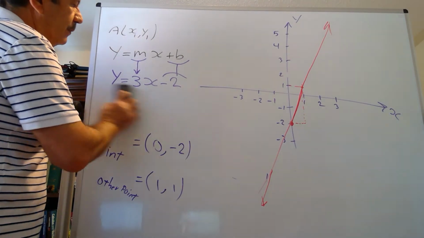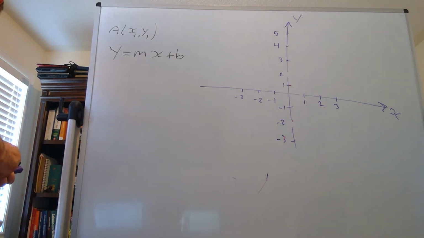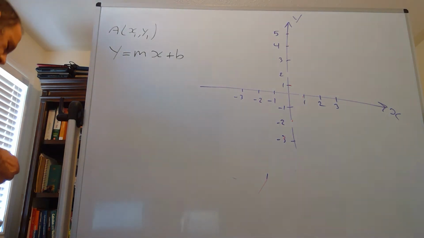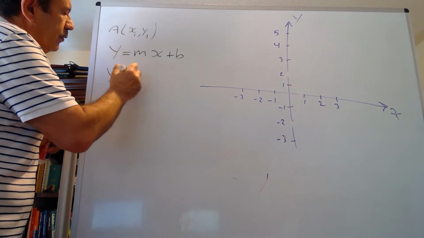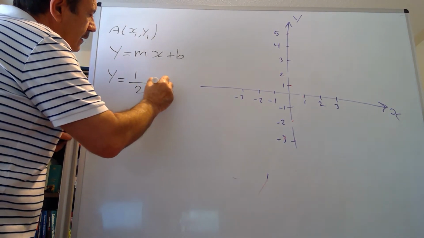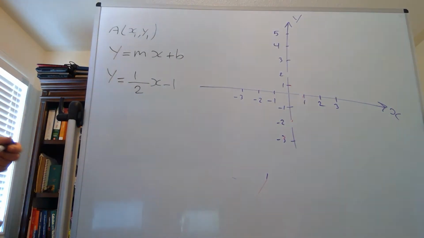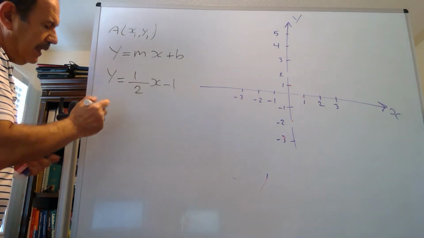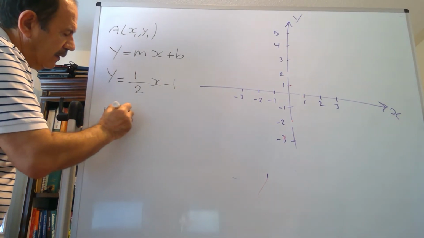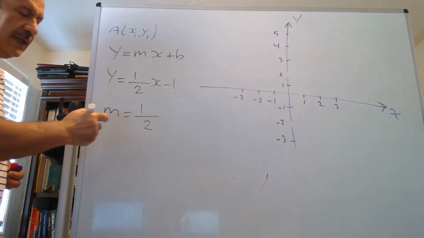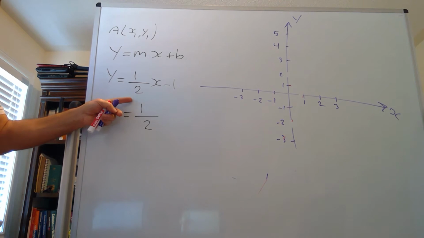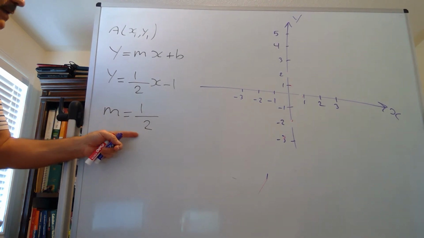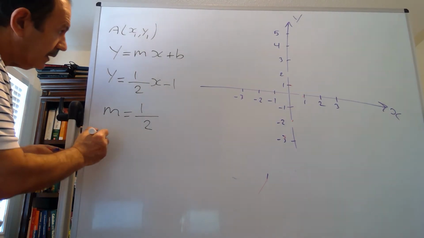Let's do another example. y equals 1 over 2 x minus 1. Now, for graphing this one, what is the slope? Compare these two. The slope is 1 over 2, where 1 is the rise, the change in y, and 2 is the run, the change in x. And how much is the y-intercept?